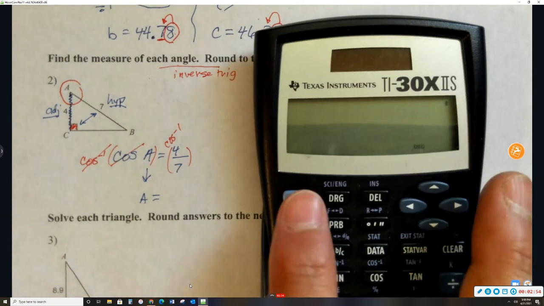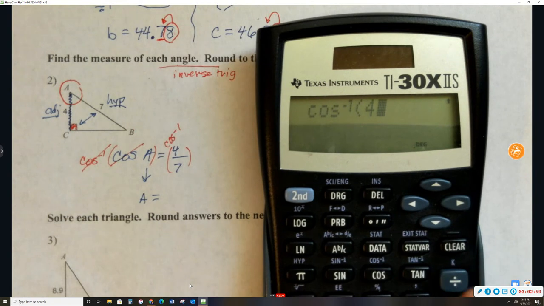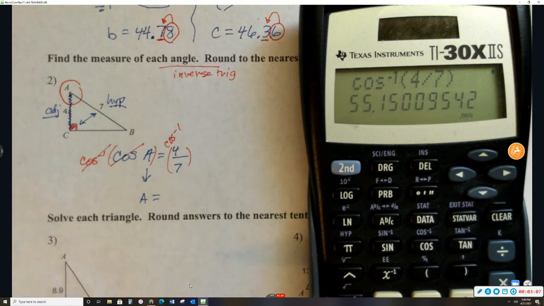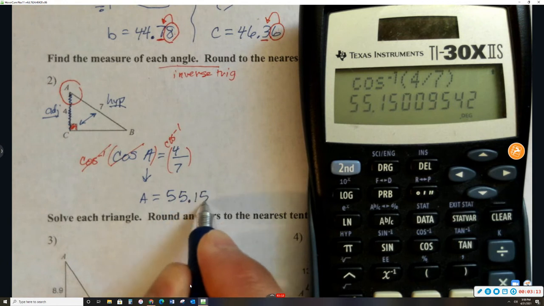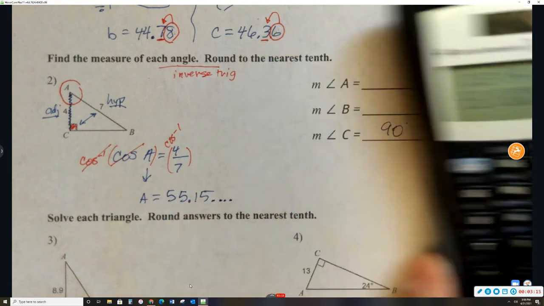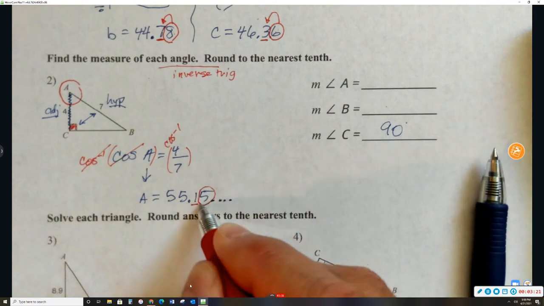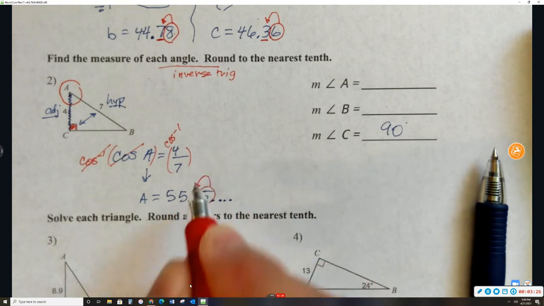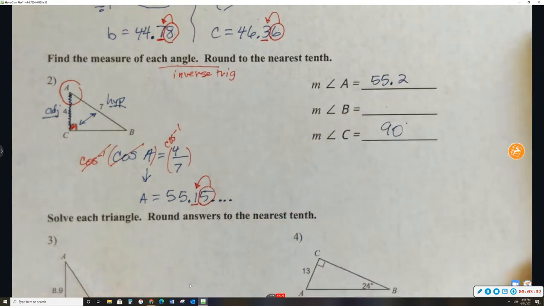And when we type it in the calculator, there's the inverse cosine, and then it's 4 on top and 7 on the bottom. Just type it in as 4 divided by 7. And then we get our answer. Our answer is 55.15. And I know it keeps going, but this is all I need to do to check for rounding. It's 55.1, but because of this 5, the 5 is going to bump that up to a 2. So my answer is 55.2 degrees.